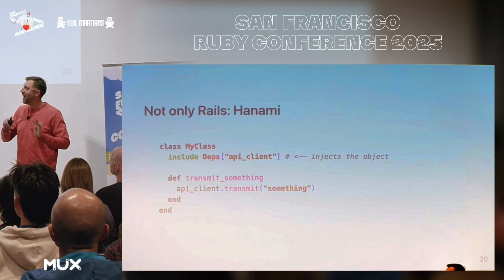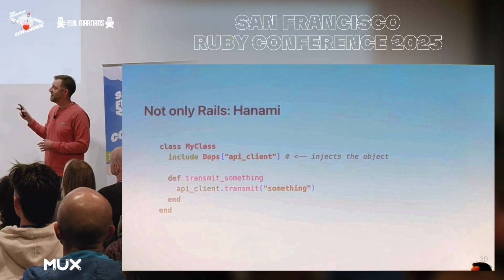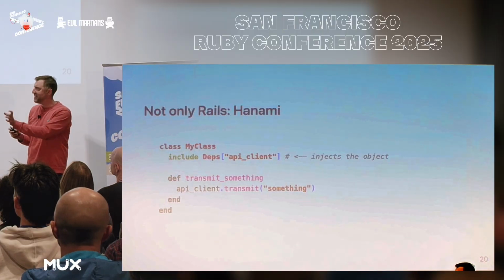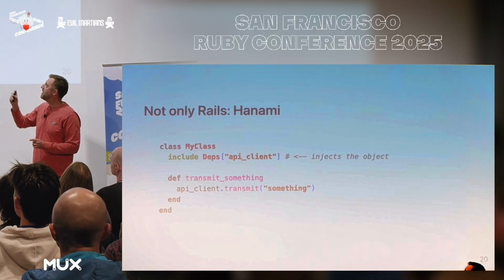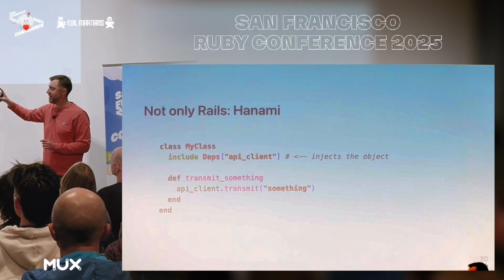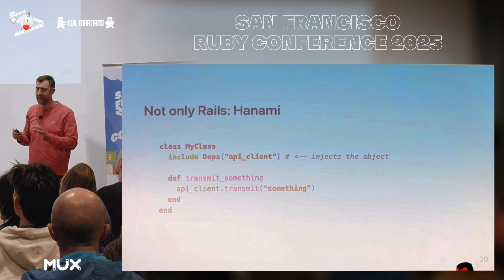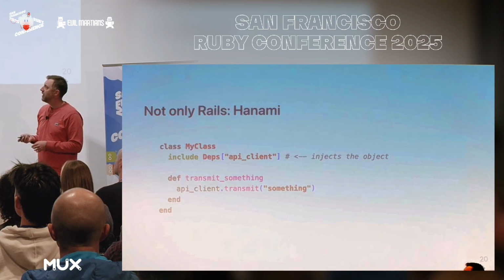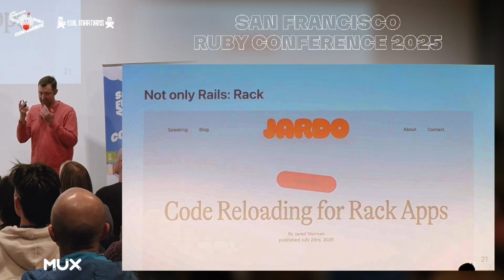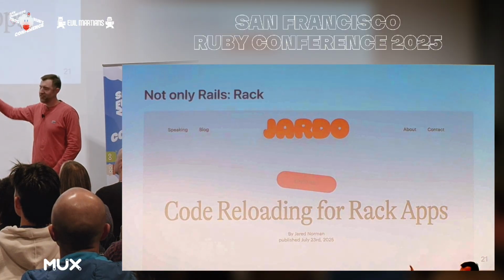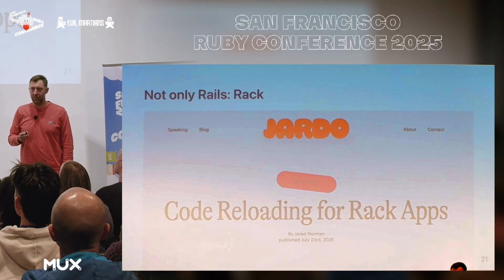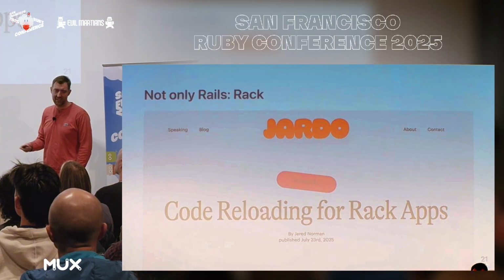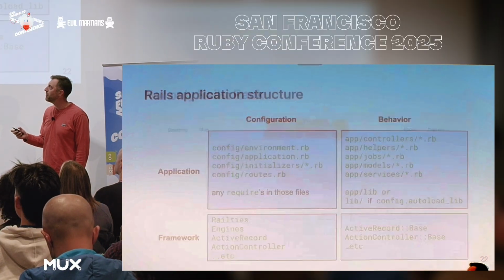So this is not only a Rails talk. Hanami does this too. Hanami has this really cool dependency injection thing where every constant has a string key, and then you can use the string key rather than the constant, and Hanami will automatically manage the loading of that and injection into your Hanami class. Also, this is a Ruby thing. Jared Norman wrote a really great blog post about doing this in Rack, not even with a framework, but code reloading is something you can do in Ruby.